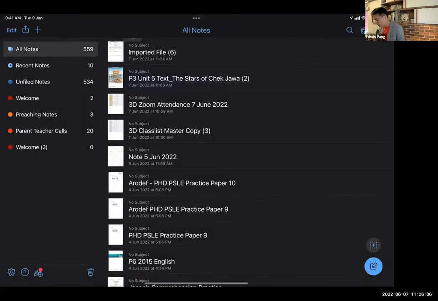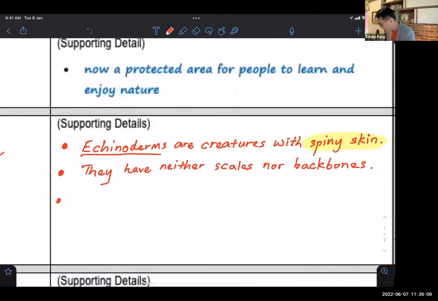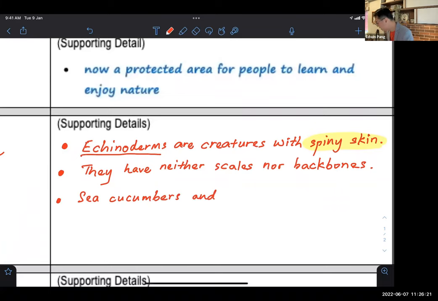They are also echinoderms. So I'm going to go back here and write down: sea cucumbers and sea urchins are also echinoderms. I think three supporting details are good enough. I hope you all can fit this into the box. I'm just asking you to write 3 points, okay? And then go ahead and highlight the important words we missed just now: neither scales nor backbones. And then I'm going to highlight sea cucumbers and sea urchins, okay?